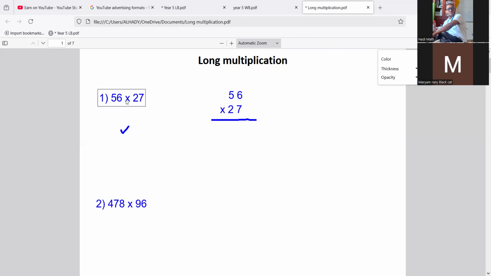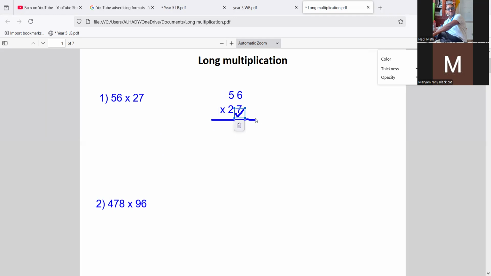Like we have 56 multiplied by 27. You put 56, then multiply by 27. If you are one of the people who get confused all the time and forget which number you're multiplying, you can make a tick for the number that you're multiplying. For example, you put this tick on the 7 with your pencil, and then you do your multiplication normally.